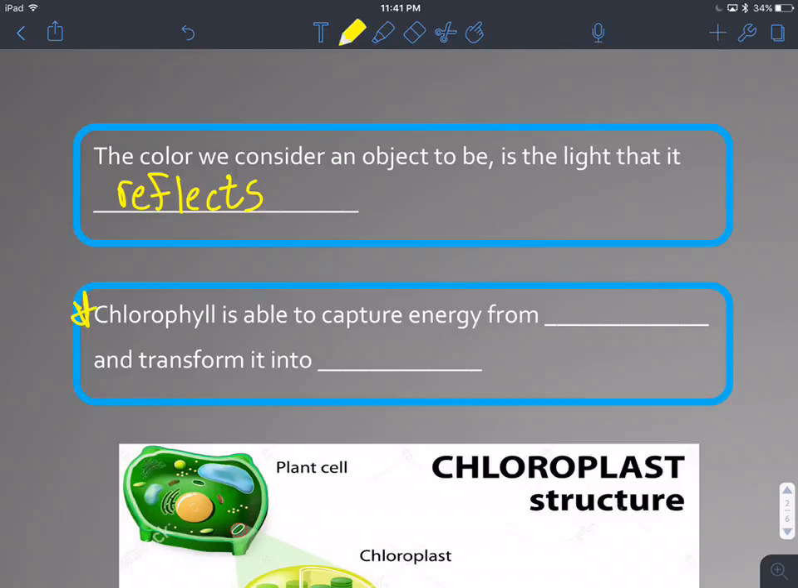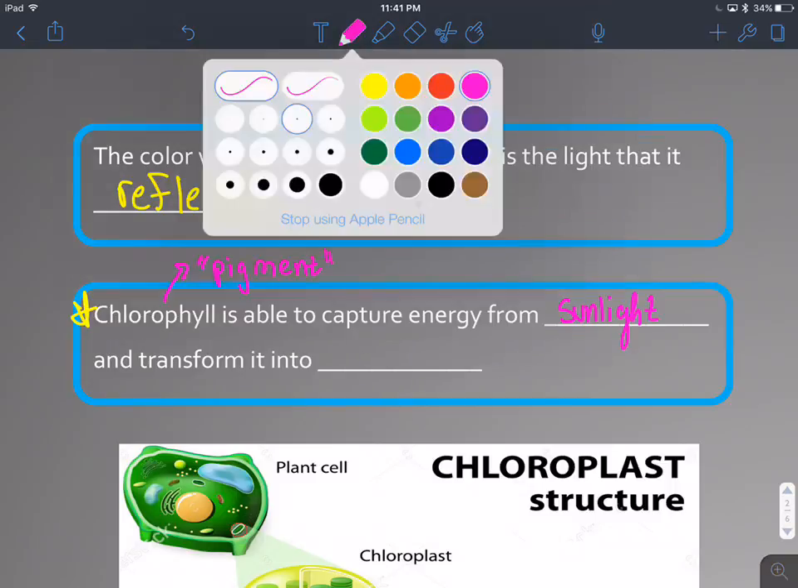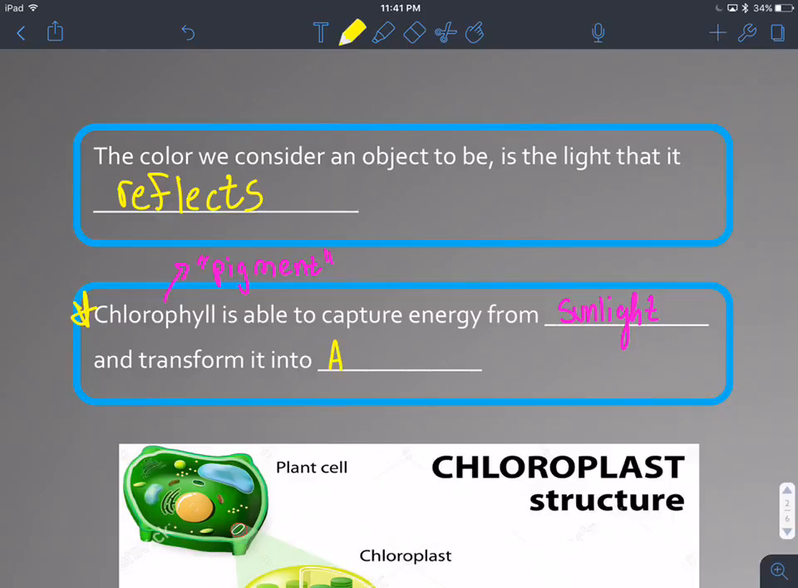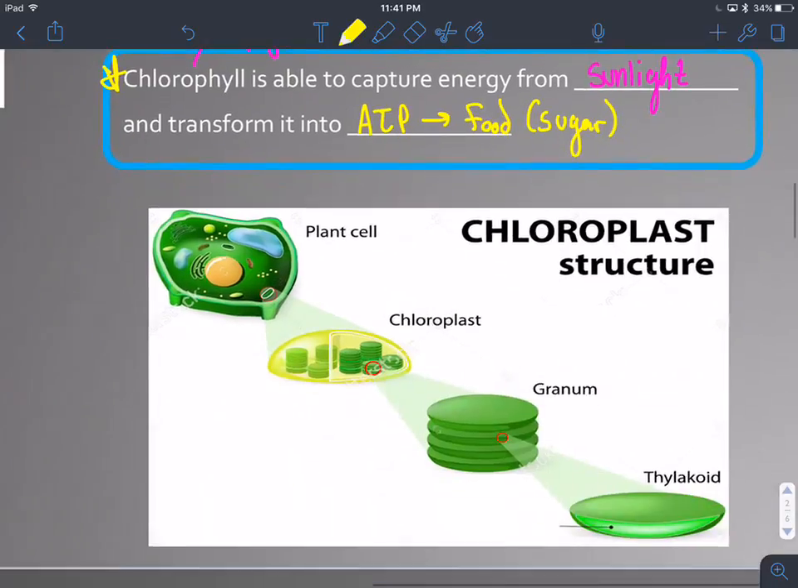And last but not least, we learned about chlorophyll and the fact that it's chlorophyll that is this, remember, it's a pigment, right? That's able to capture energy from sunlight, and it can transform this energy into ATP and food. Specifically, sugar. So there's our quick recap on everything we pretty much learned.